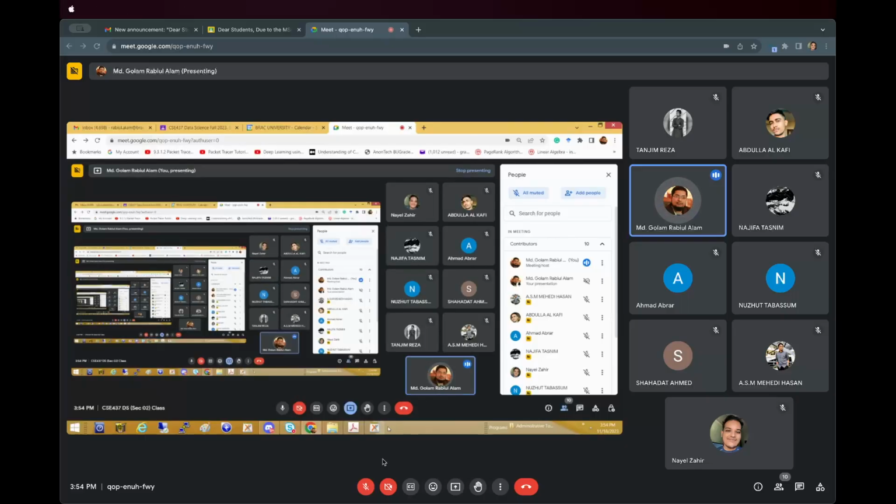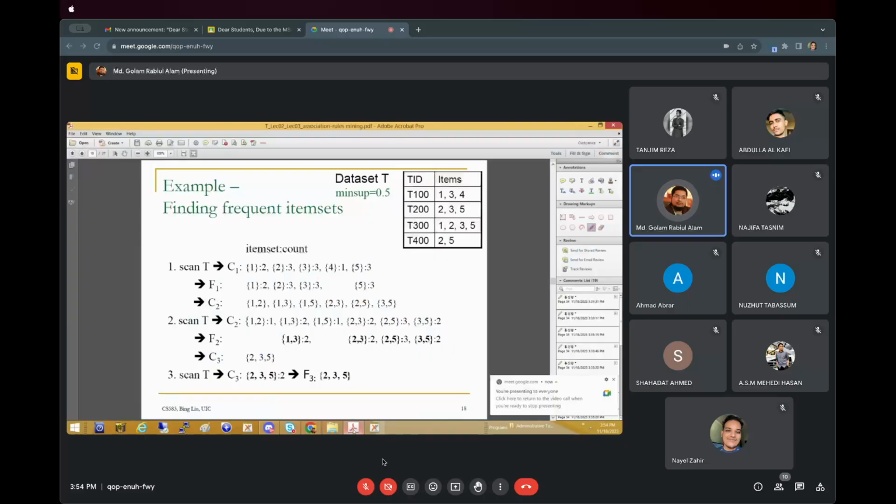Okay, then we can start our today's lecture on association rule mining. We started this discussion in our last class, and we can continue it here. In our last class, we can start from this slide, finding frequent item set.